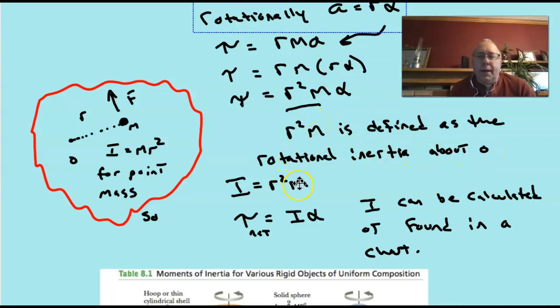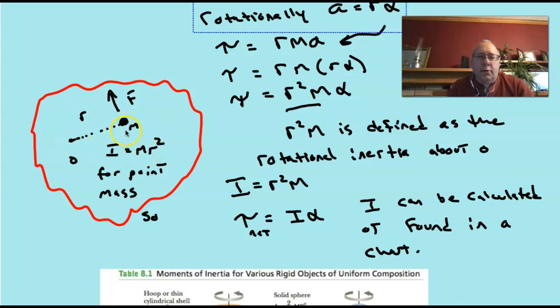And so if it's a point mass, like a small ball bearing located out there, and you're trying to get it moving about O, maybe it's attached to a string or something like that, that point mass, that is the formula for the moment of inertia for a point mass. It's just the mass times its distance away from the origin squared.